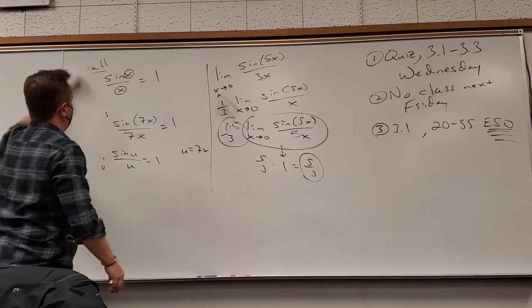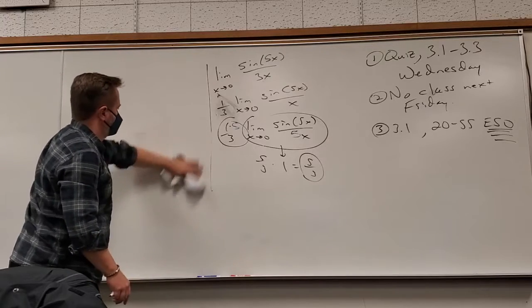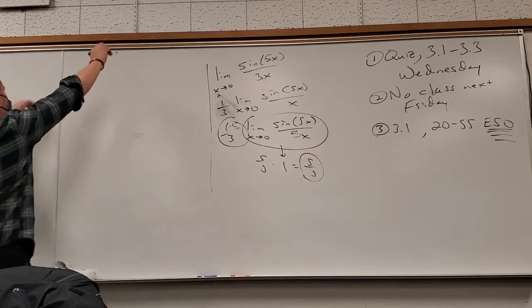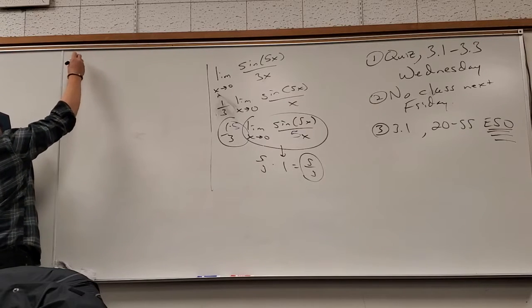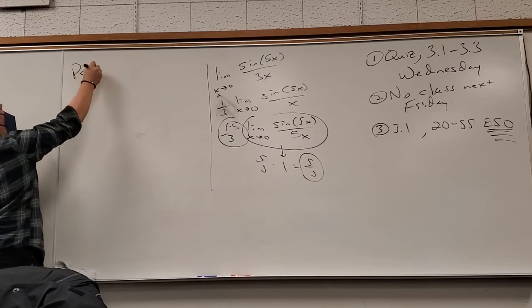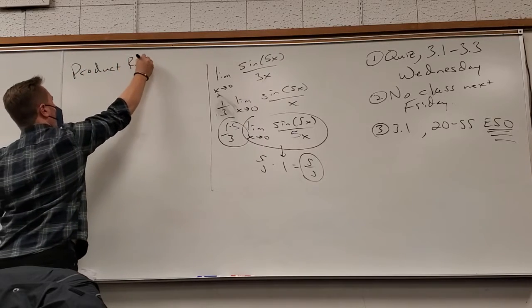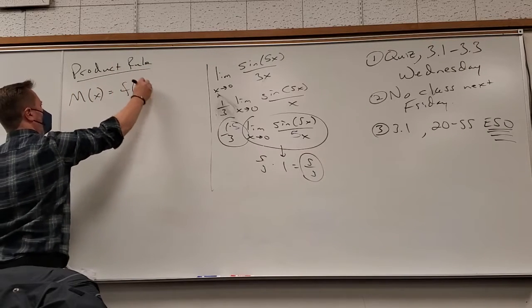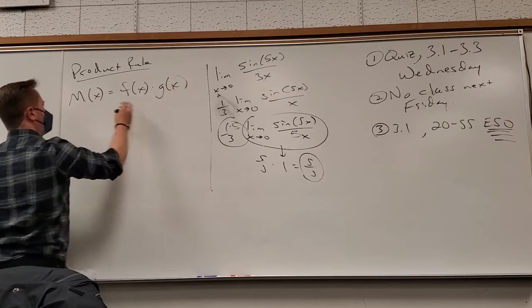All right. So that's one thing. I think, yeah, let's do this. Let's remember what we did 2 days ago. Product rule says that if you have a function that is the product of two functions, how do you take its derivative?